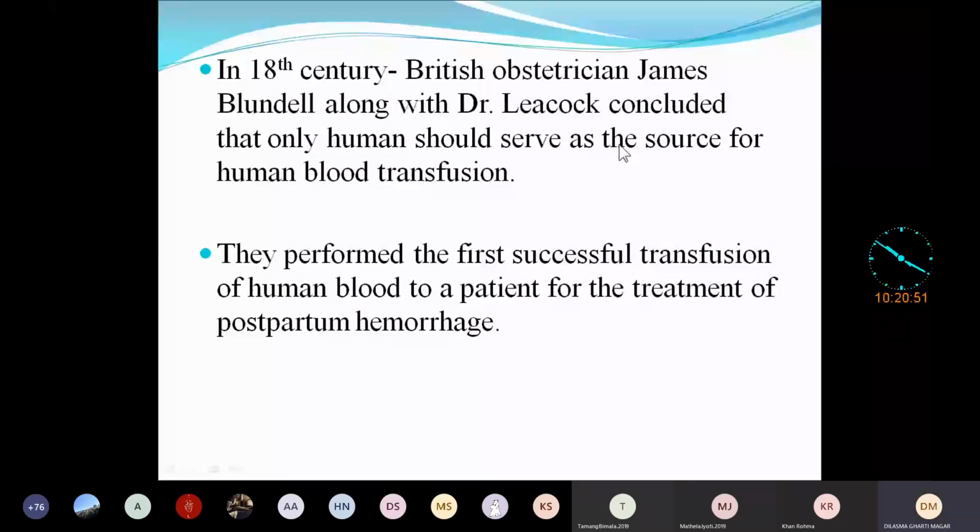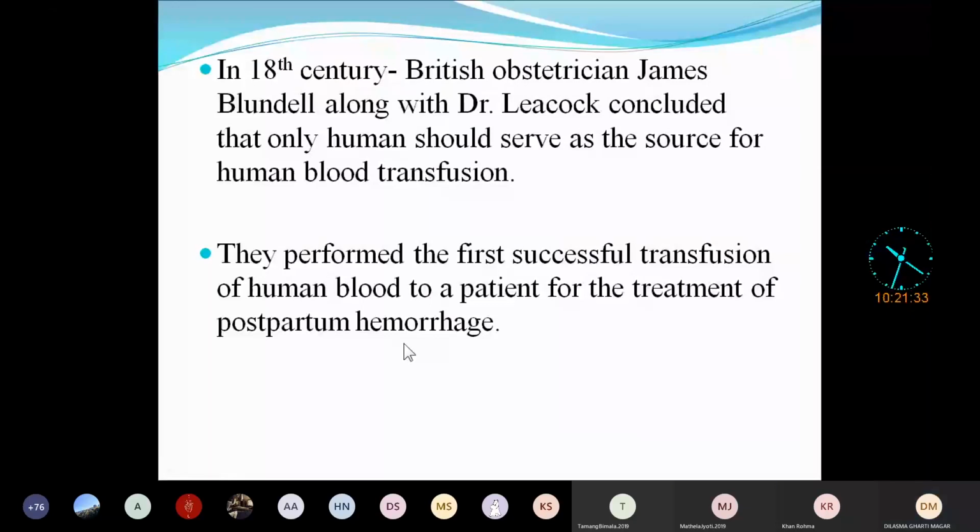So this person was an obstetrician, isn't it? So James Blundell, he was an obstetrician. So after the delivery, there was massive hemorrhage, and to save that person, a blood transfusion was done from another person. So that time maybe the blood group and the cross matching somehow matched. Luckily it matched. So this female survived the postpartum hemorrhage. She did not die because of this postpartum hemorrhage, but she survived. So that time they concluded that human blood should serve as the source for human blood transfusion.